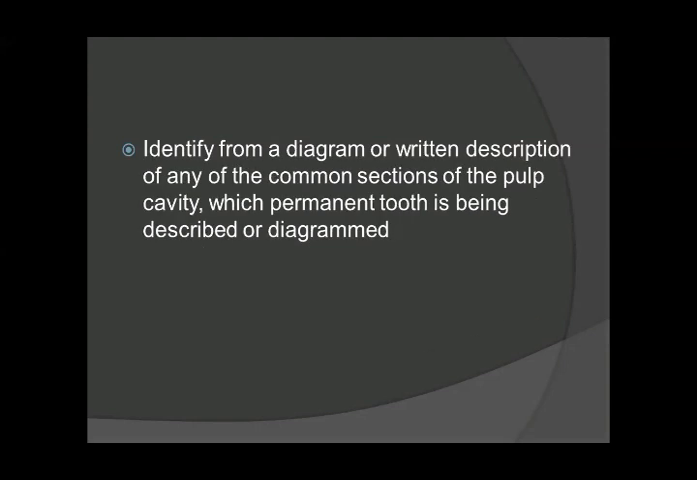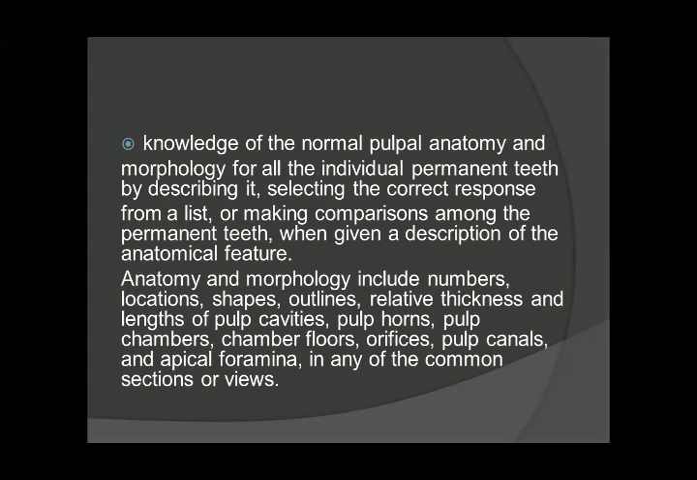Identify from a diagram or written descriptions any of the common sections of the pulp cavity, and which permanent tooth is being described in a diagram. Knowledge of the normal pulp anatomy and morphology for all the individual permanent teeth by describing, selecting the correct response from a list, or making comparisons among the permanent teeth when given a description of the anatomical feature.